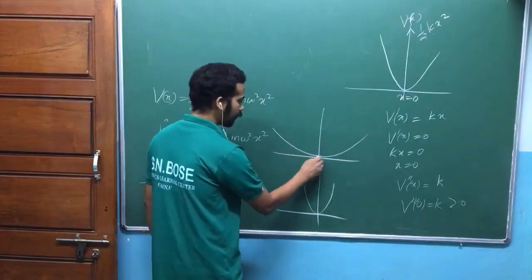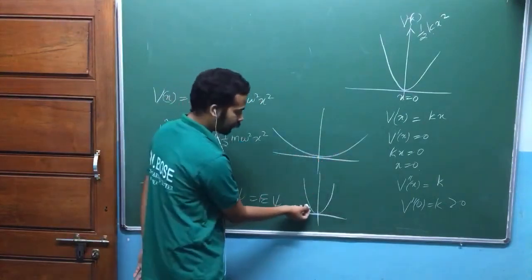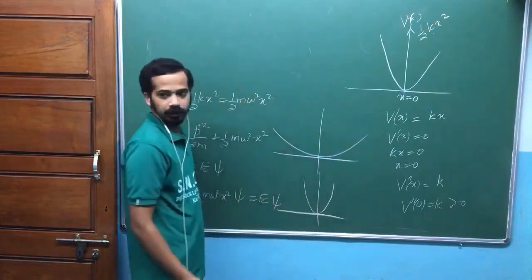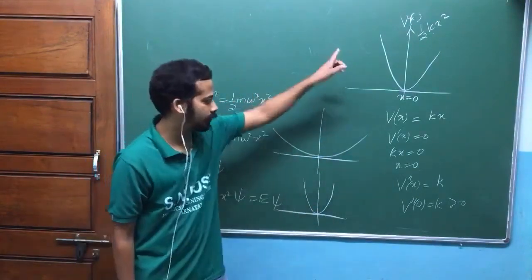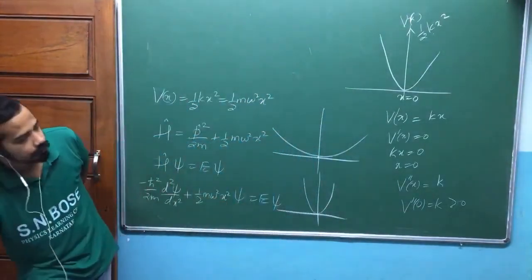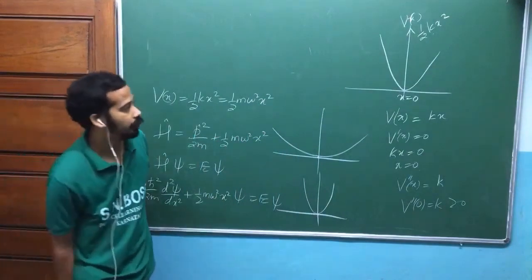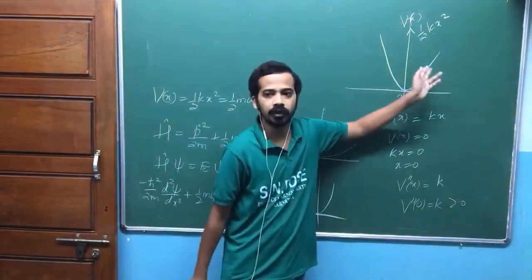Here, about this x equal to 0, your slope is varying very slowly. Here, about this x equal to 0, slope is varying very quickly. K will decide that one. K is nothing but the second derivative at 0. Whatever spring constant we say, again, from our potential point of view, it will talk about curvature.